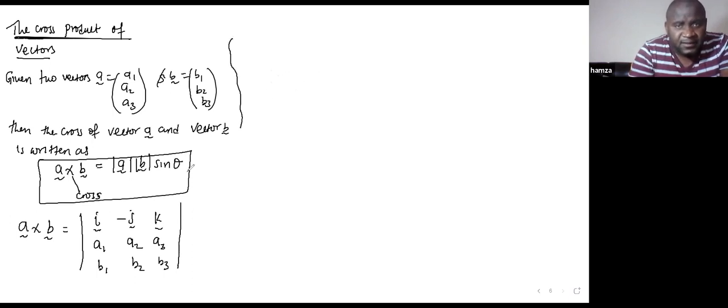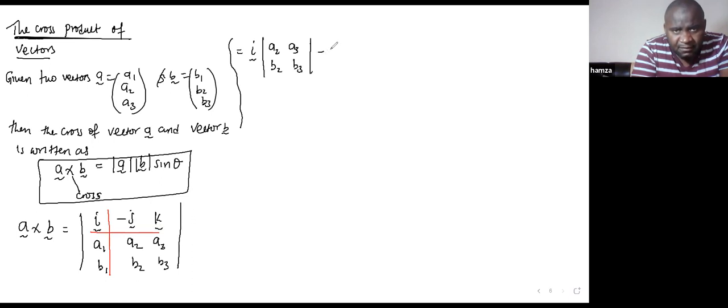This will give us the presentation for this. It means, for example, if I want to handle i, the first vector, then it will give me i, then the determinant of anything not in the row of i, not in the column of i. Then minus j, anything not in the row of j, row of j is this one.